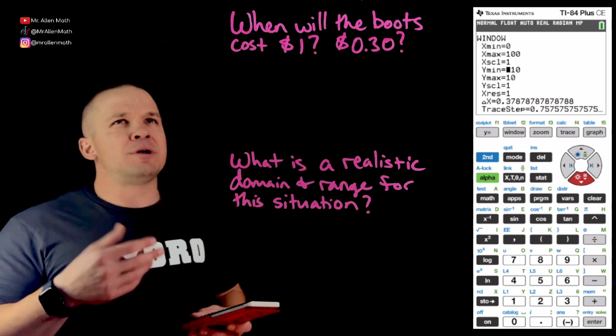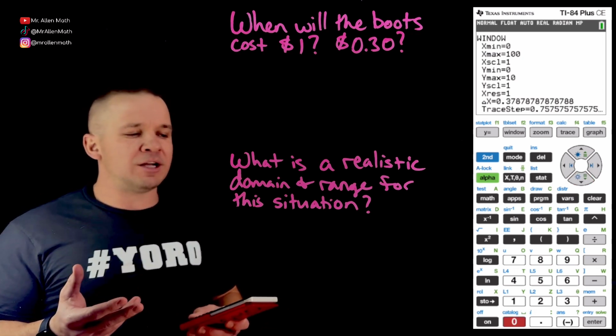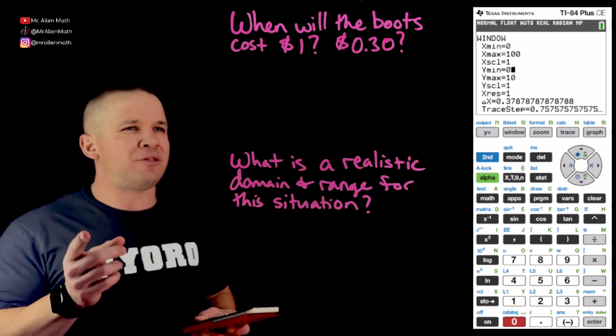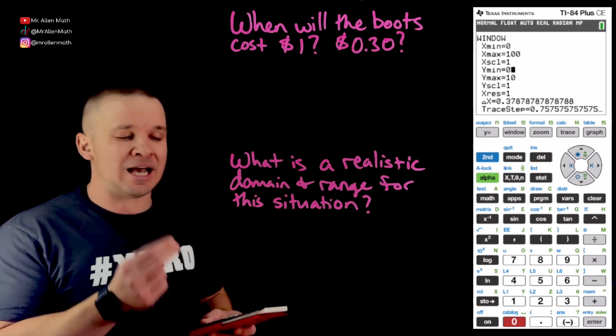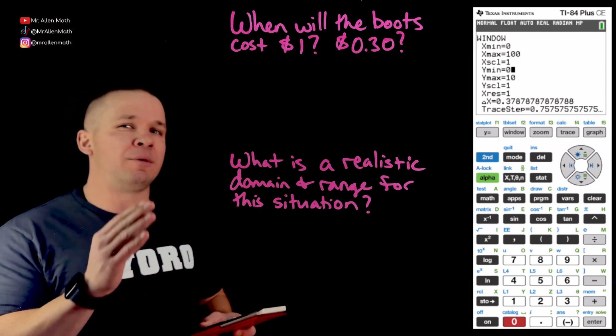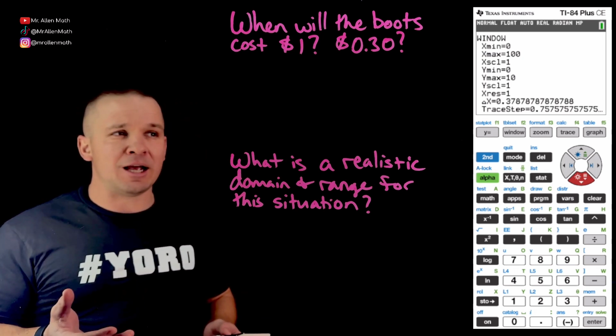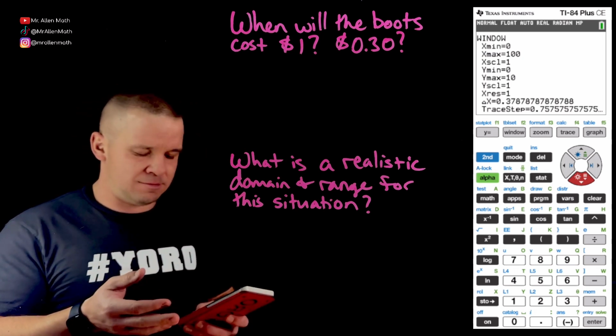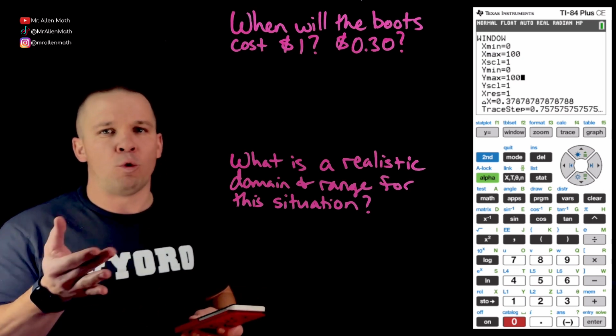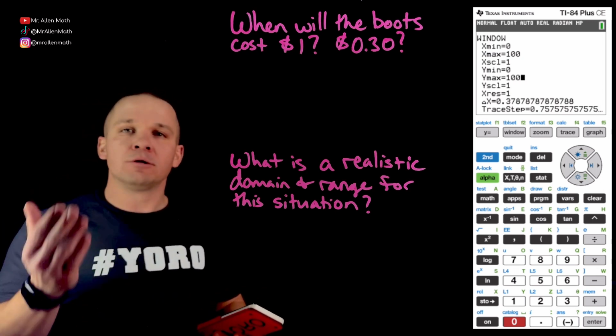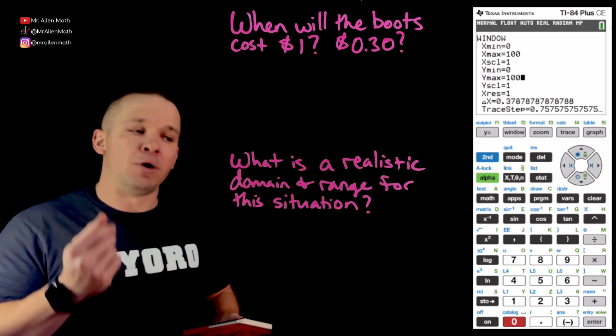But my Y minimum, could I ever get to a negative cost? No. Could I ever get to a 0 cost? We talked about that. It would approach 0, but never really get there. I'll throw 0, though, for my Y minimum. And then my Y maximum, logically speaking, if the initial cost was $100, that's the most it's ever going to be. One wear, $100 for that wear. So 0 to 100 for both of those.